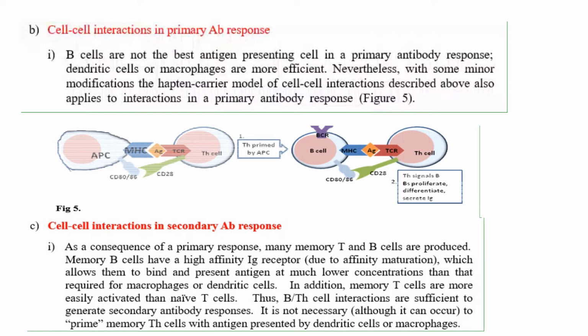In addition, memory T cells are more easily activated than the naive T cells. Thus, B and T helper cell interaction is sufficient to generate a secondary immune response, unlike the primary immune response. It is not necessary to prime memory T helper cells with antigen presented by dendritic cells or macrophages.